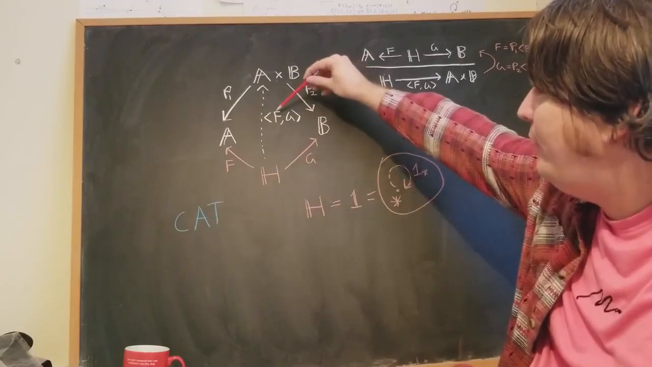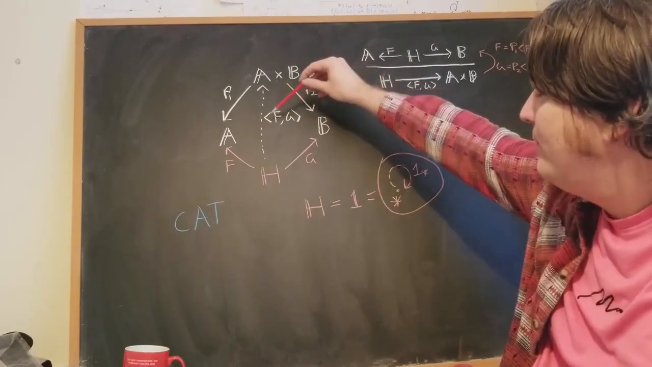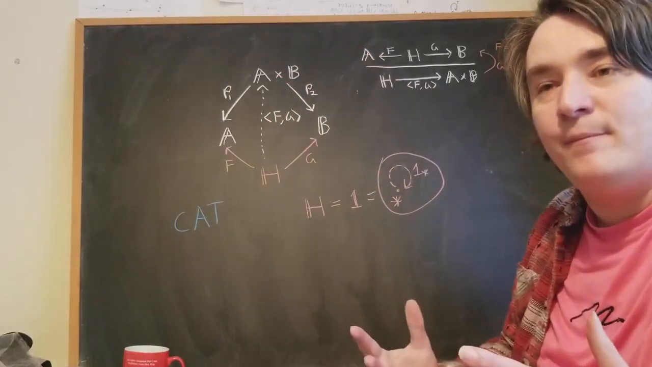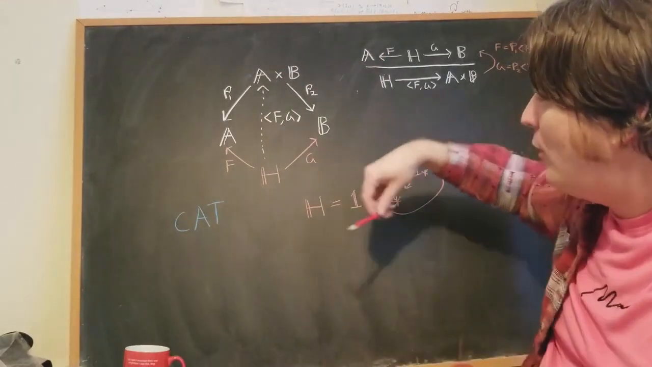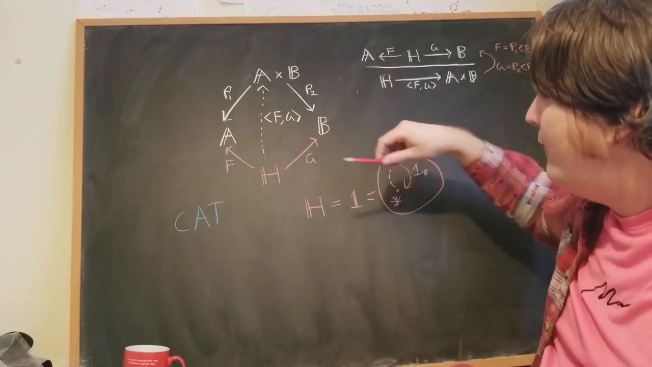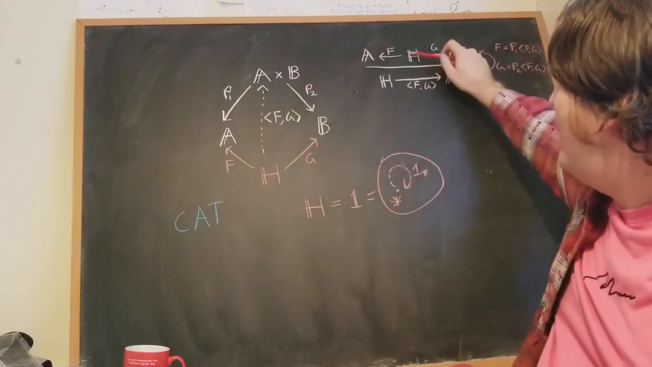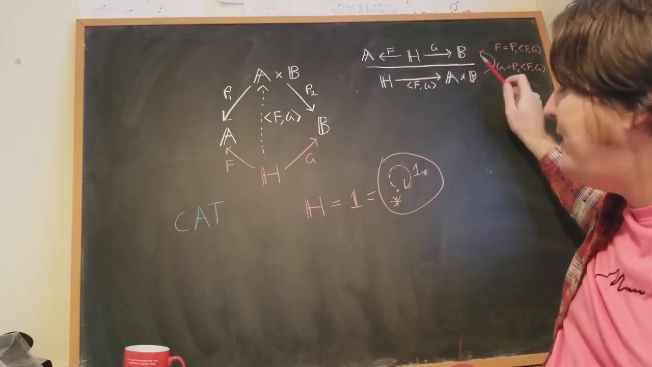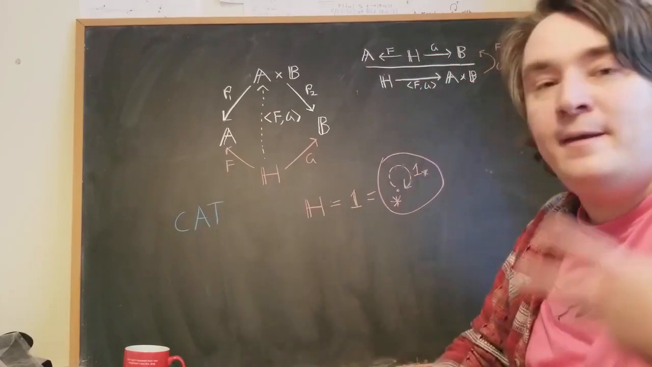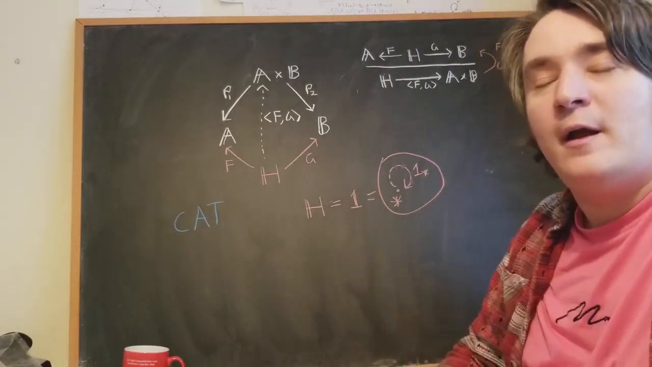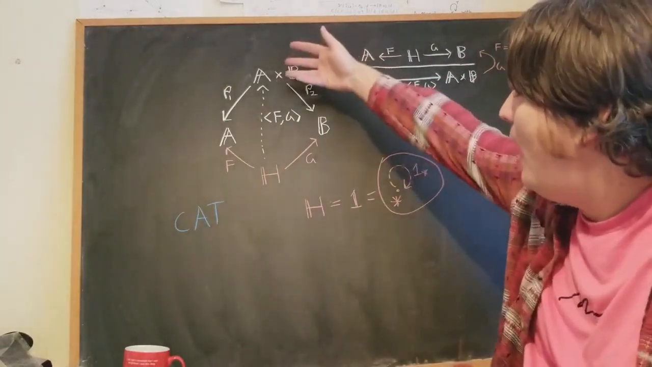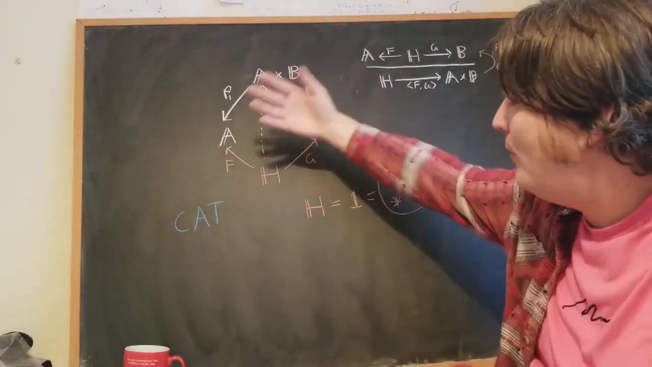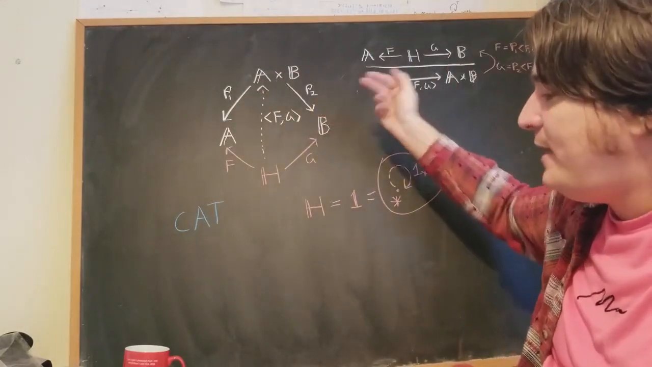And what is this F, G? Well, that's going to be an object of A times B. And so what we get is a one-to-one correspondence between pairs of an object of A and an object of B, and an object of A times B. So now we at least know what the set of objects of A times B is. We can really think of it as the set of pairs of an object of A and an object of B.